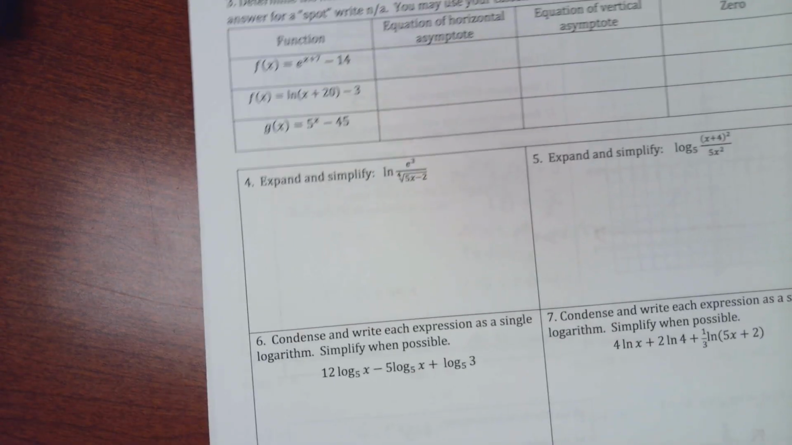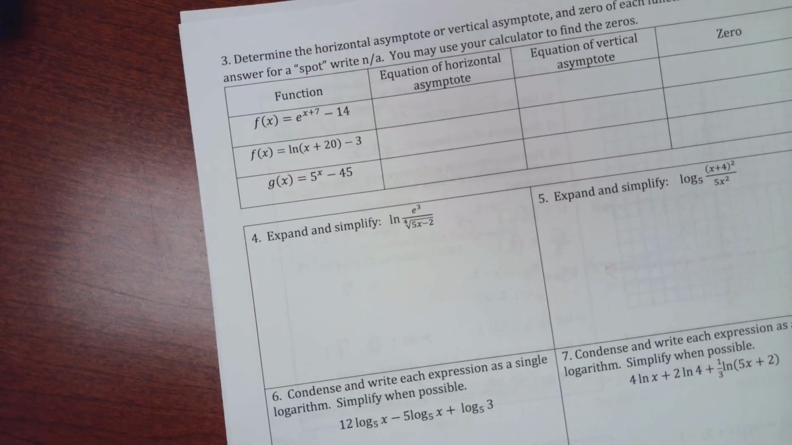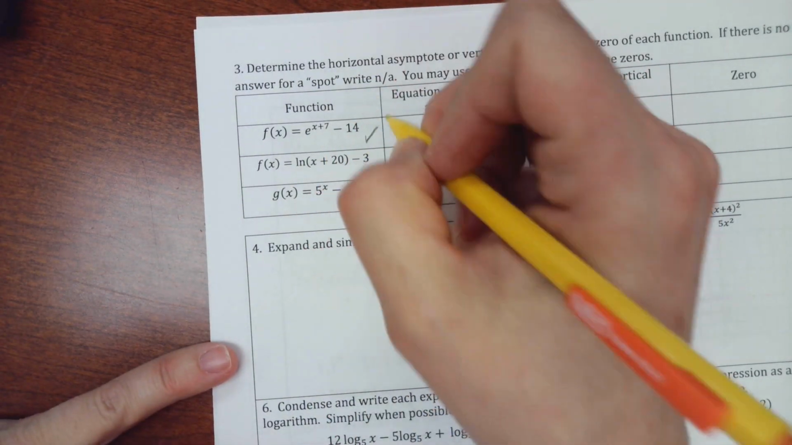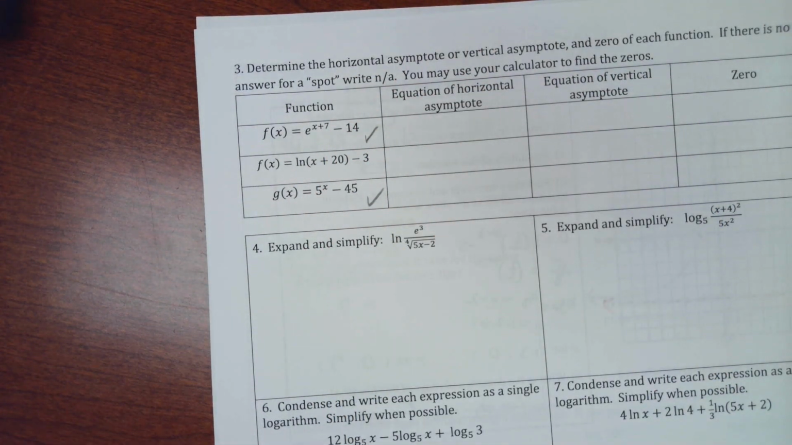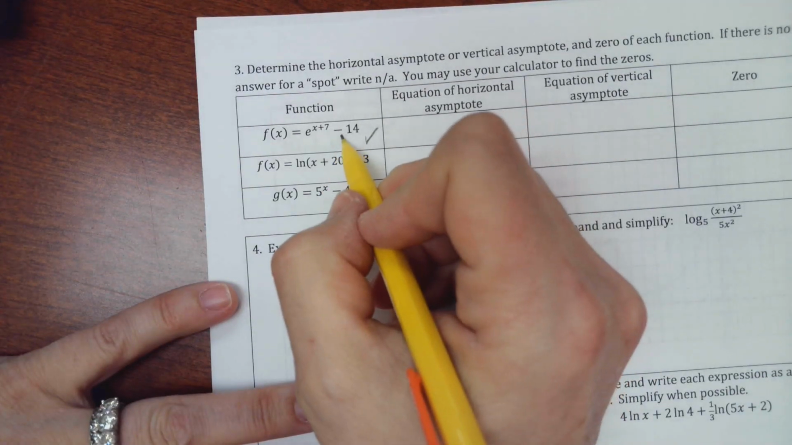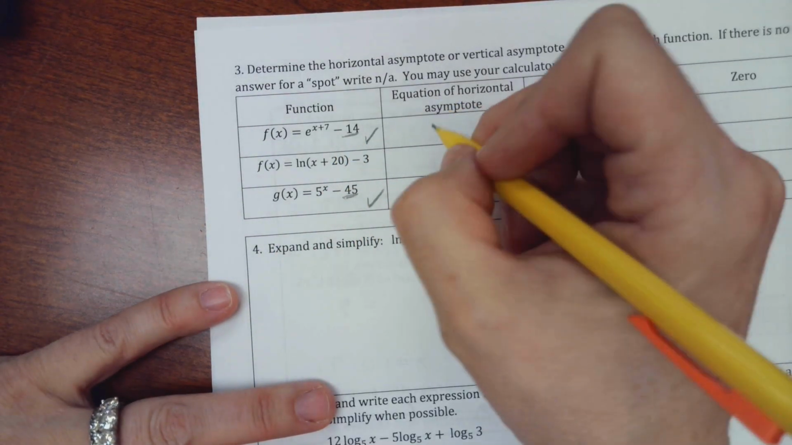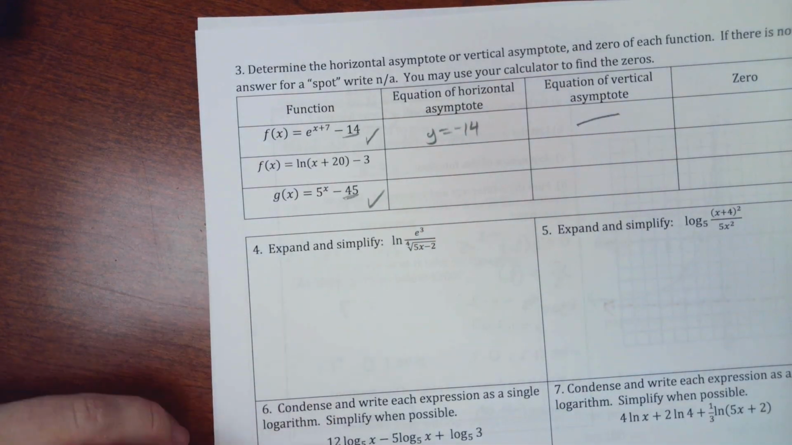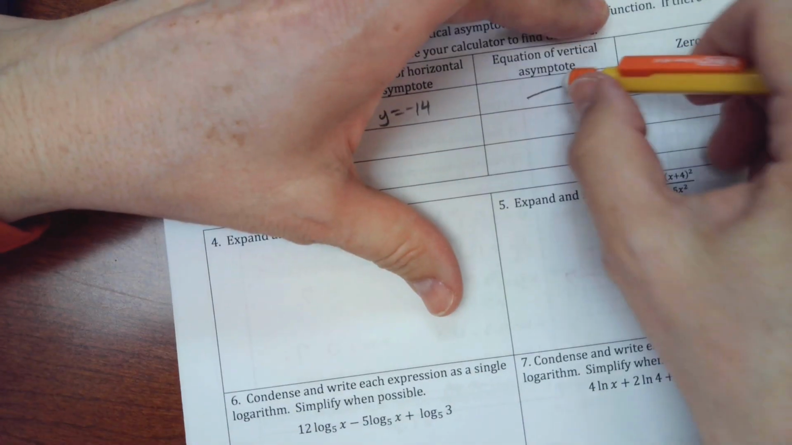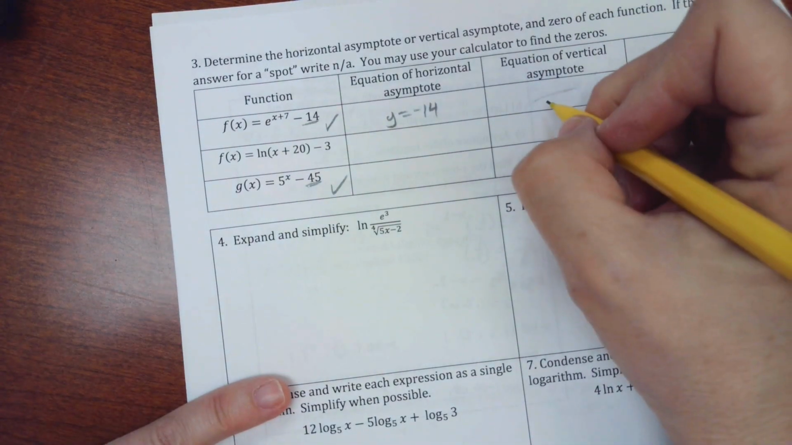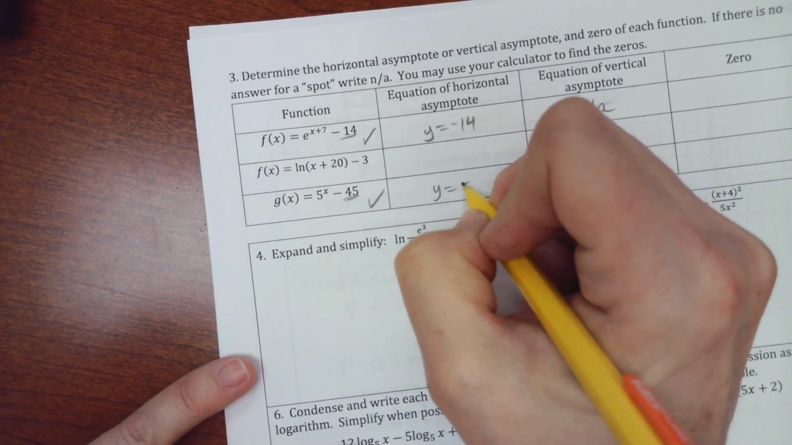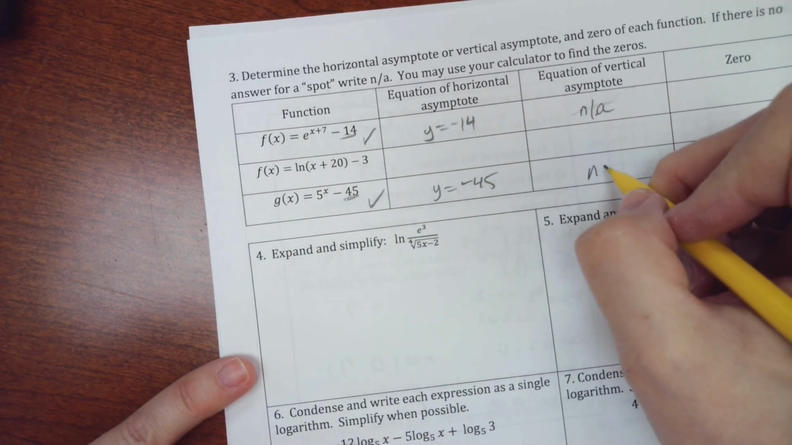All right, so equations of asymptotes. When I have an exponential function, exponential functions have horizontal asymptotes, and they are controlled by this number right here. So that would be y equals -14. They do not have vertical asymptotes, so I'll put NA. And this one will be y equals -45. It does not have that.